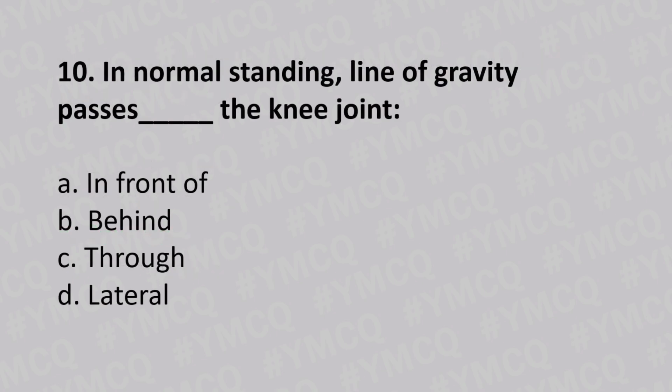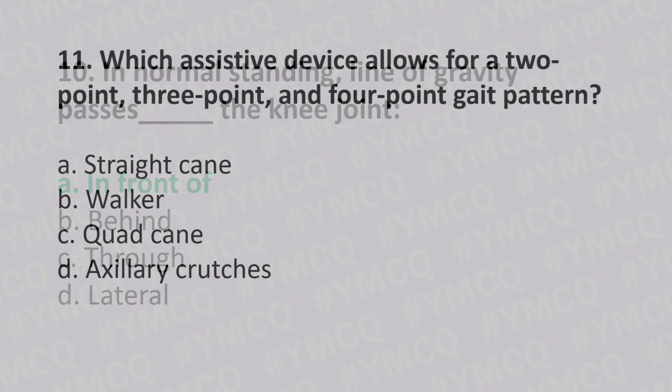In normal standing, the line of gravity passes dash the knee joint. Option A in front of the knee joint, option B behind the knee joint, option C through the knee joint, option D lateral to the knee joint, and the answer is option A in front of the knee joint. Moving to our 11th question.